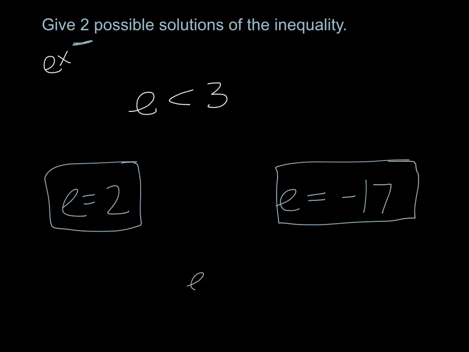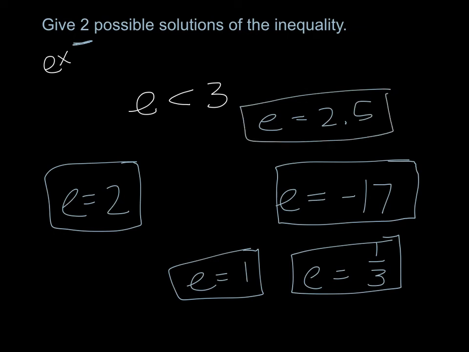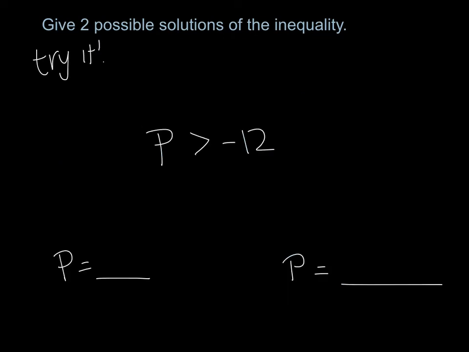You could have also done e equals 1. You could have done e equals 1/3, because anything that is a fraction, not a mixed number, is going to be less than a whole number of 3. You could have done e equals 2.5. Still less than 3. Lots of options. You just need to have 2 possible solutions. Okay? So here is your turn to try it.